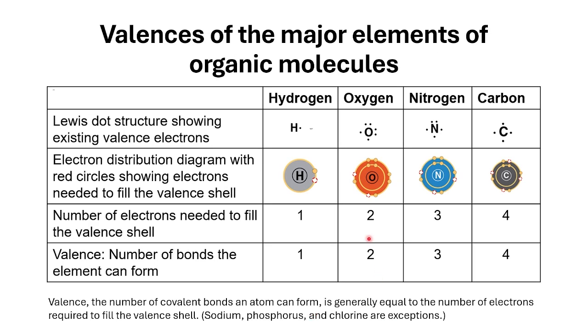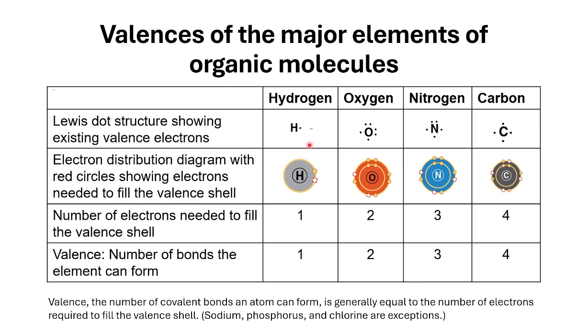So the kinds of bonds that we're going to be talking about today are covalent bonds, and that's going to be very much dependent upon the valence of what an individual atom has. And this is a nice table because it illustrates nicely how valences work for some of the major elements that make up organic molecules. So we've got hydrogen here, oxygen, nitrogen, and carbon.